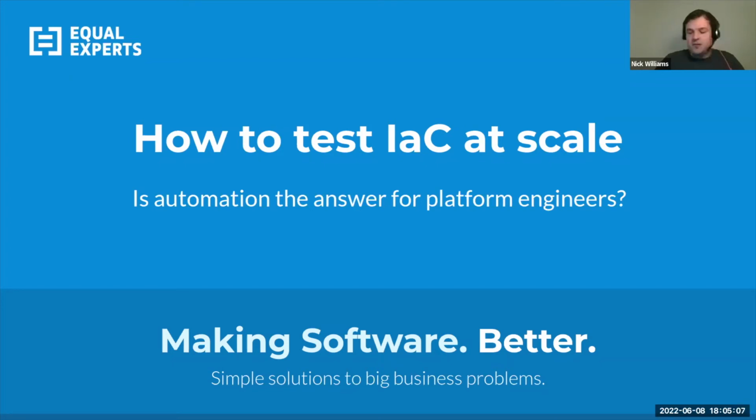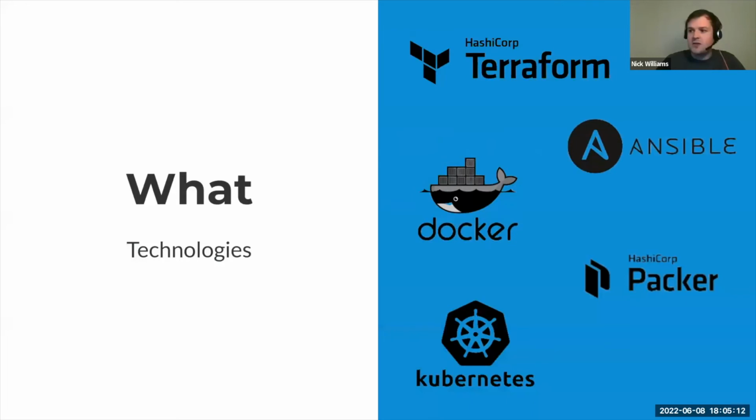When I say the platforming stuff, from a technology point of view, these were our big five that we were using: PowerShell, Terraform, Ansible, Docker, Packer, Kubernetes. There's a lot of other things mixed in there, but technology-wise, these were the big five that we were using and the stuff that we wanted to test coverage over.